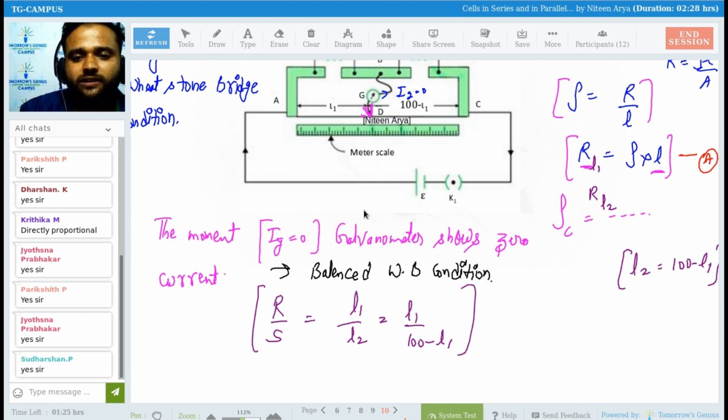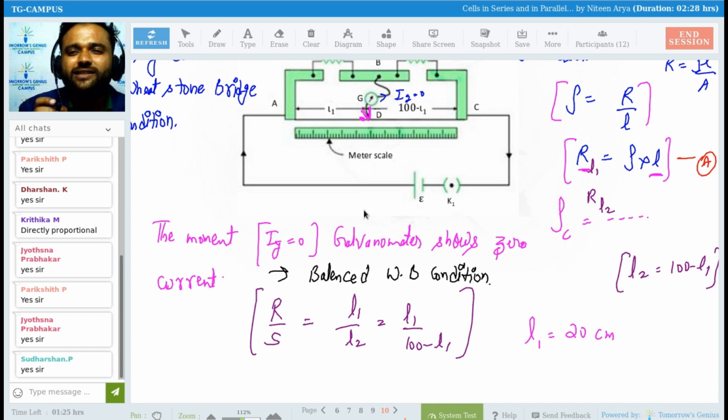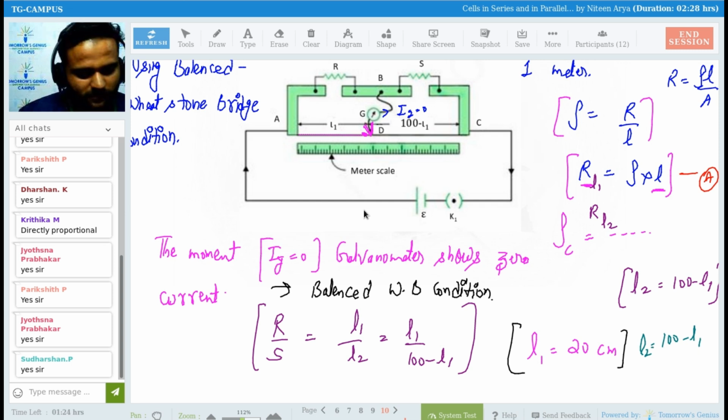Suppose this length for a particular wire is 20 centimeter. At 20 centimeter, when you hold the jockey, which is nothing but a conductor that conducts the current whenever you touch, and you move from here to here, the moment the galvanometer of this meter bridge shows zero deflection, meaning zero current, suppose the length is 20 centimeter. Then obviously 100 minus l1, which is l2, is going to be 80 centimeter. So now we have the ratio l1 by l2.